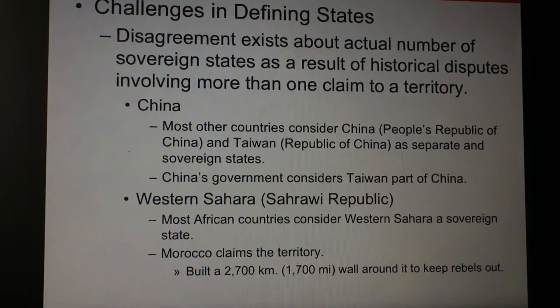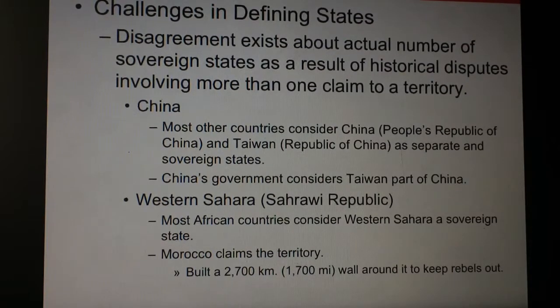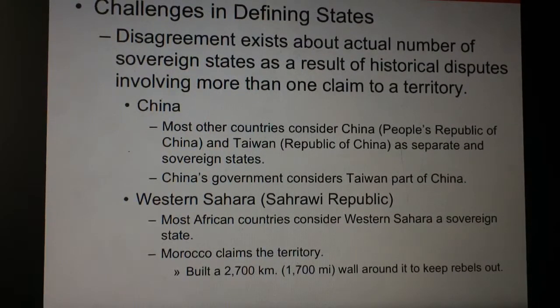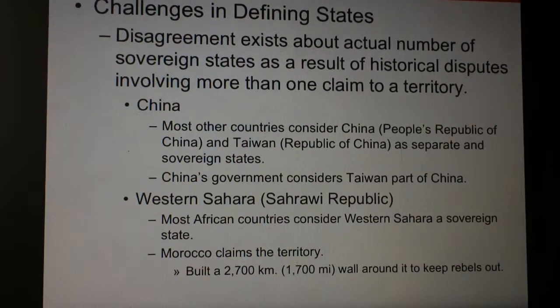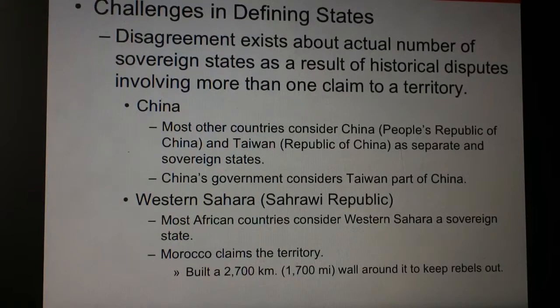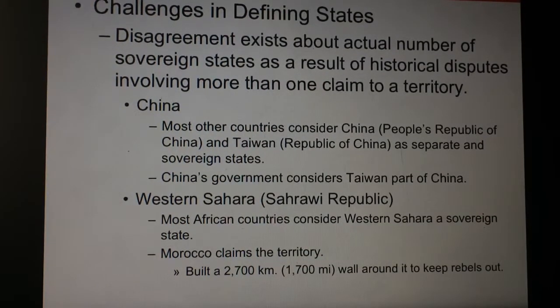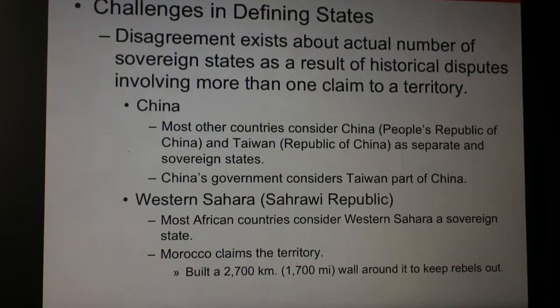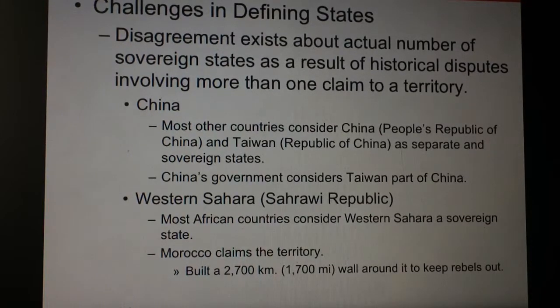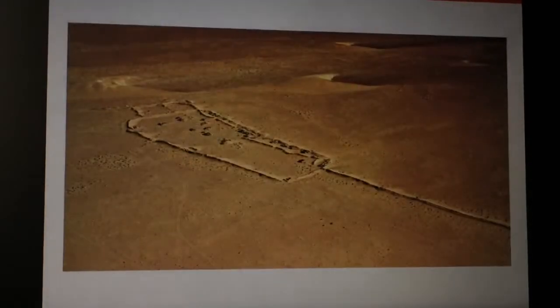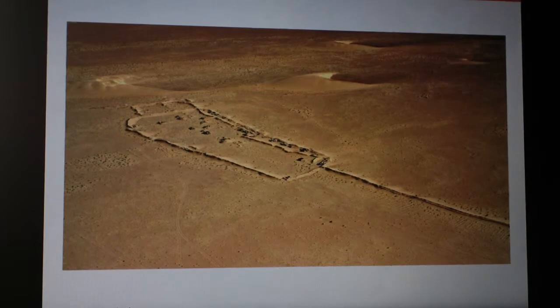And then the Western Sahara, the Sahrawi Republic, excuse me, most African countries consider the Western Sahara a sovereign state. However, Morocco claims the territory and built a 2,700-kilometer wall around it to keep rebels out. That's one way to tell people that's your territory. So if you look at the atlas that we were using today, you'll notice that both countries are yellow, showing that Morocco claims that territory. So there it is. Look at that. They built a wall around it, claiming that territory.